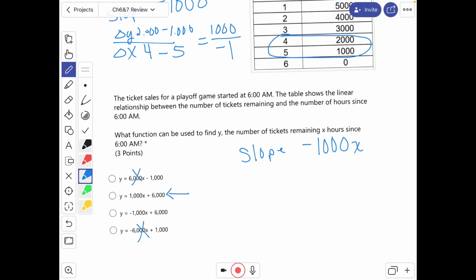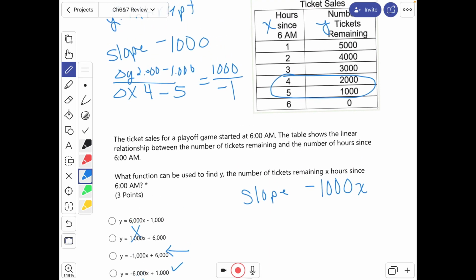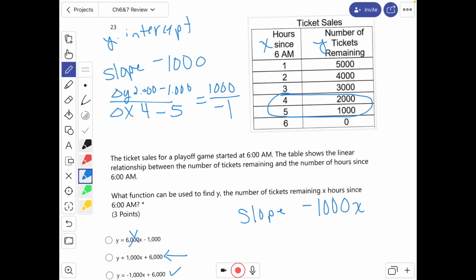This one does not. And this one is missing the negative sign. So I think it might be that. But let's go find the y-intercept. Y-intercept is where x is 0. I don't see x being 0, so we need to count backwards.